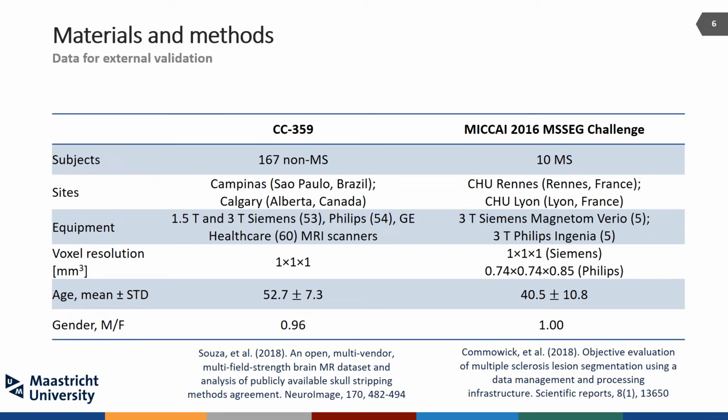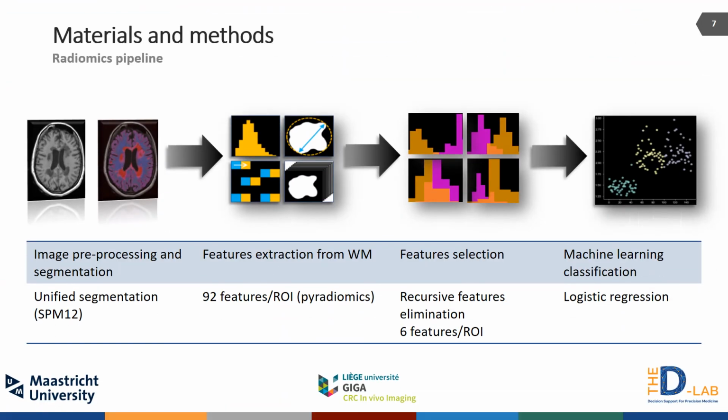For external validation of T1 weighted based models, two open source datasets were used. Calgary-Campinas 359 containing data of healthy controls and multiple sclerosis segmentation challenge dataset containing data of multiple sclerosis brain. Further, for classes balance during validation, data resampling is performed. Radiomics pipeline contained the following steps: image preprocessing and segmentation, radiomics features extraction from white matter region, selection of the best performing features, binary classification with logistic regression model.